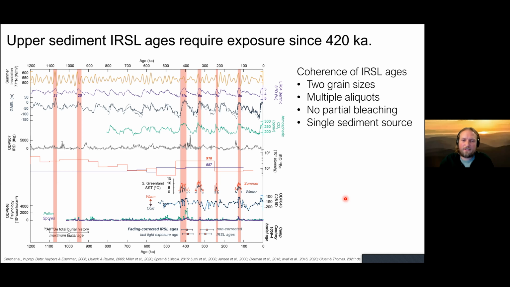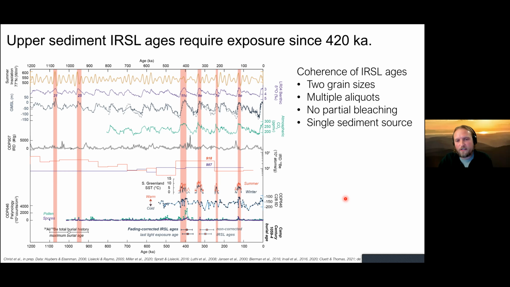And we think that this is a robust data set because we have very coherent IRSL ages. We have measurements in two grain sizes from the same sediment, multiple aliquots in each grain size. And we don't see evidence of partial bleaching in any of these grains. And the coherence of those IRSL ages suggests that it's a single sediment source, meaning that we are not having grains that have completely different sunlight exposure histories.